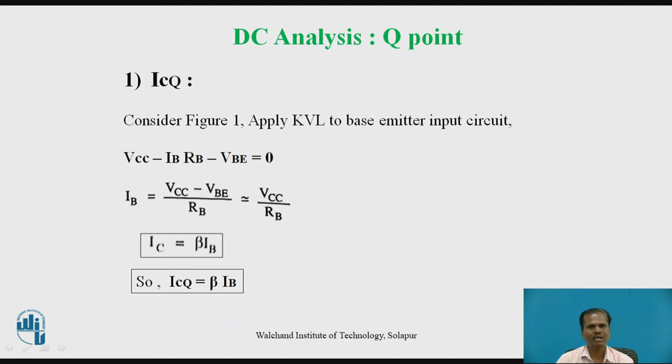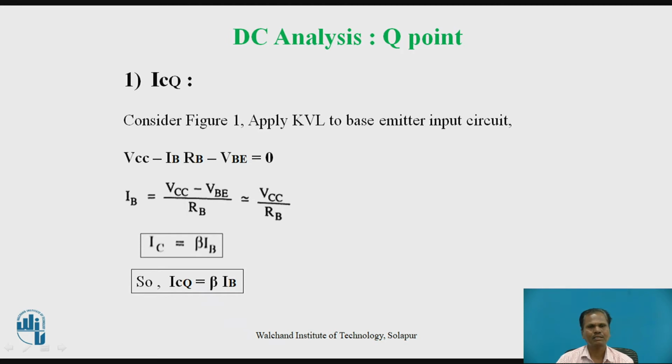So, IB will decide the output collector current IC. We know that IC is equal to beta times IB, where beta is the current gain of the transistor in common emitter circuit configuration. So, the output DC collector current IC equals beta into the input base current IB. Using these two equations, we can calculate the value of DC collector current at the Q point, ICQ, that is equal to beta times IB.